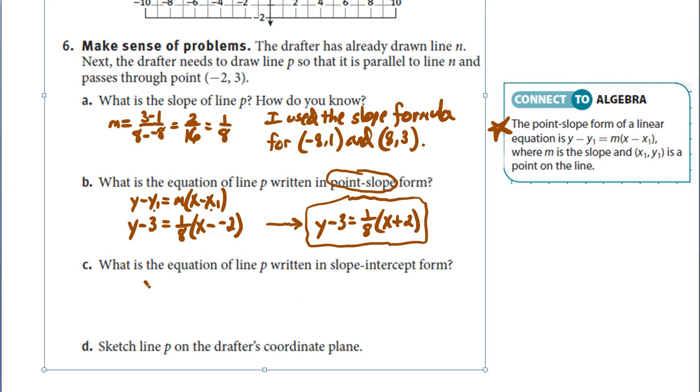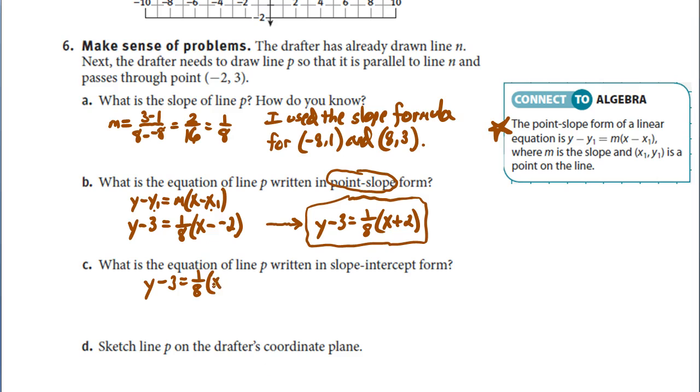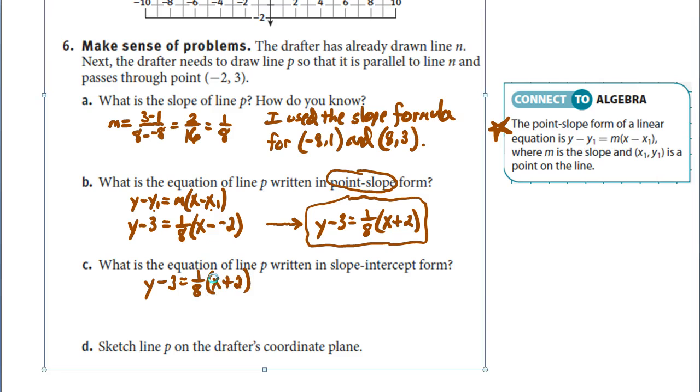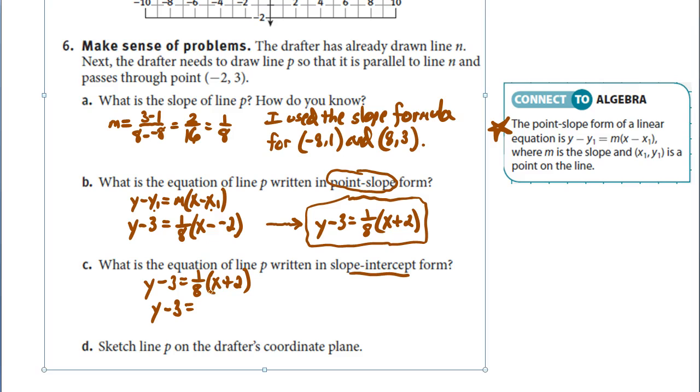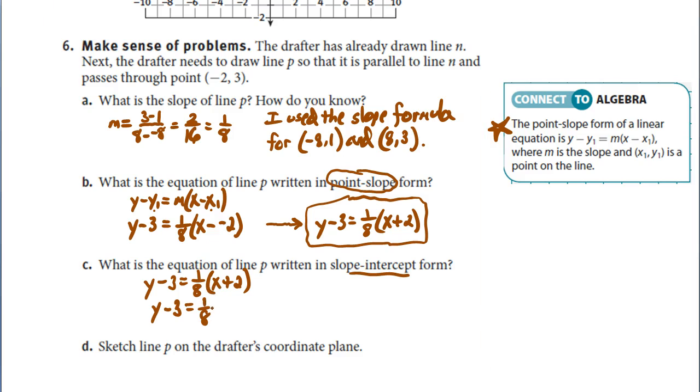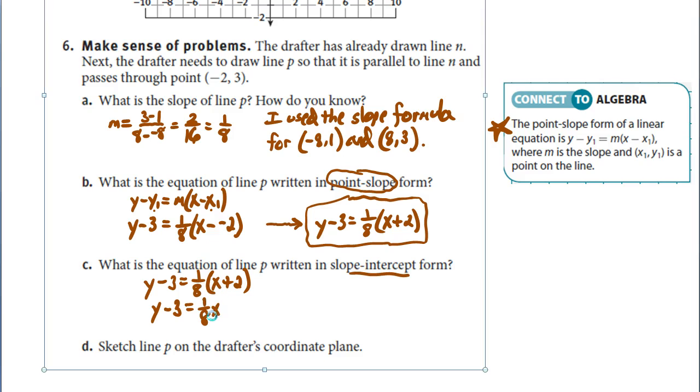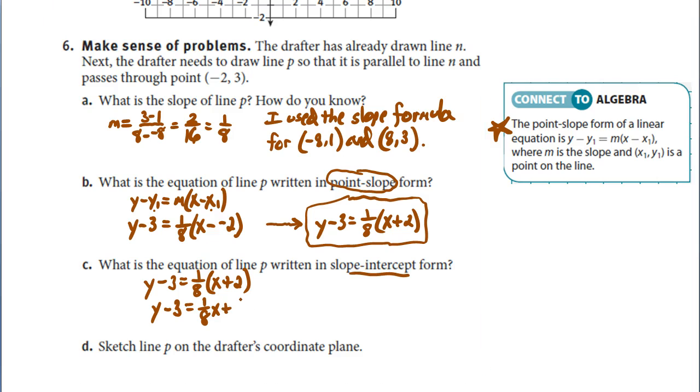So we want to make a conversion from y minus 3 equals 1/8 times x plus 2, which is point-slope form. We want to change it into slope-intercept. So first step, let's do the distributive property. 1/8 times x is 1/8 x. 1/8 times 2 is 2/8. 2/8 is the same as a fourth.